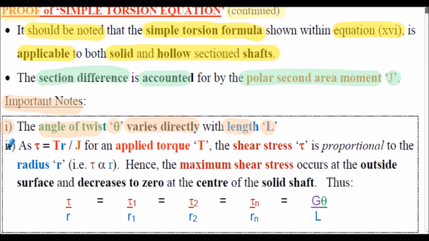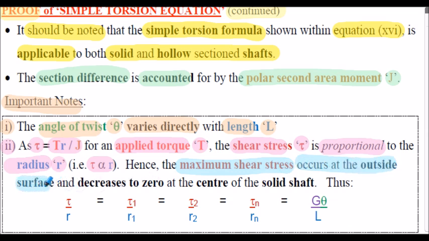And item 2 here, as the shear stress is equal to TR divided by J, then for an applied torque T, the shear stress is proportional to the radius, lowercase r. So shear stress proportional to r. Hence the maximum shear stress occurs at the outside surface and decreases to 0 at the centre of a solid circular section. So based on this proportionality, these relationships shown here apply.